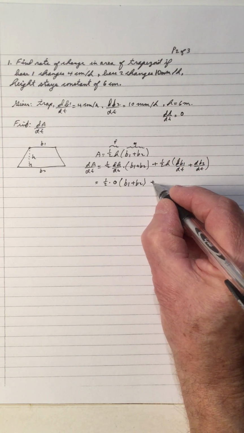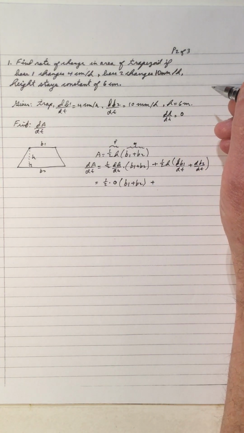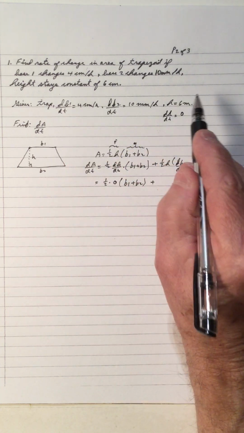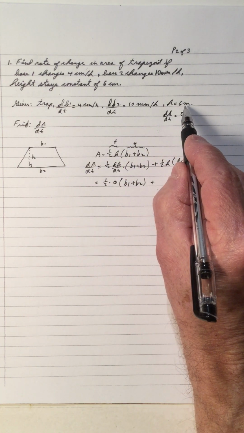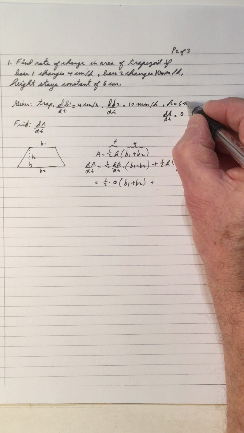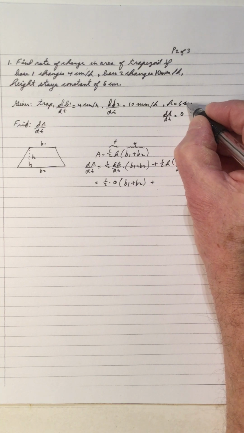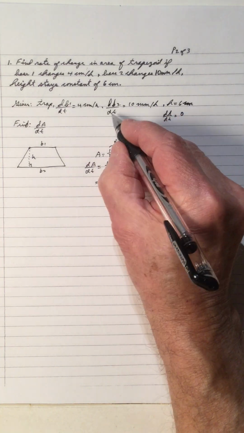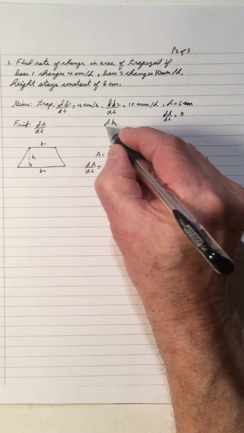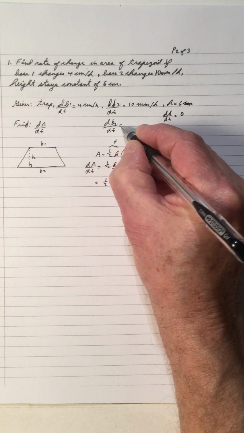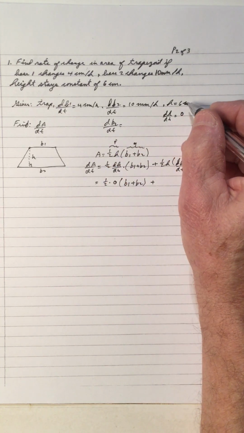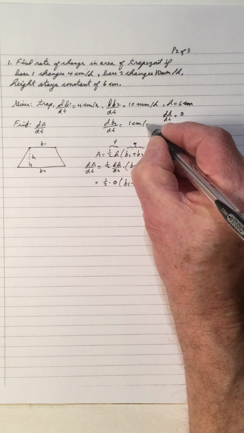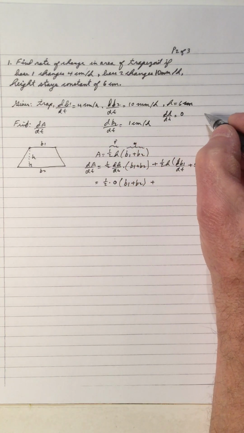Let's continue. But I also noticed this is 4 centimeters, this is 6, so let's make this centimeters here. But dB2 dt is in millimeters, so I should have all the units the same. 10 millimeters is 1 centimeter. So all my units should be the same.